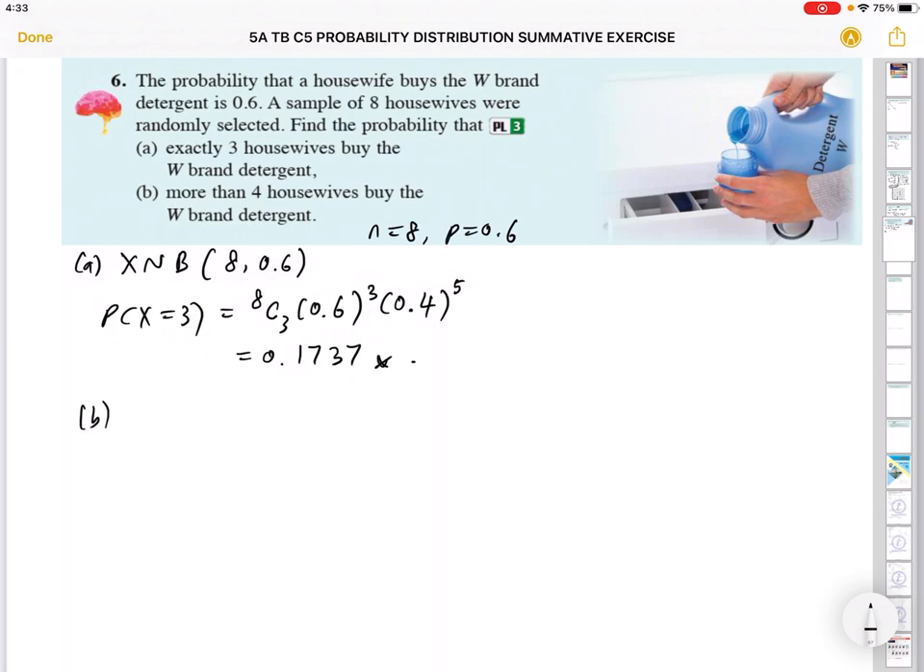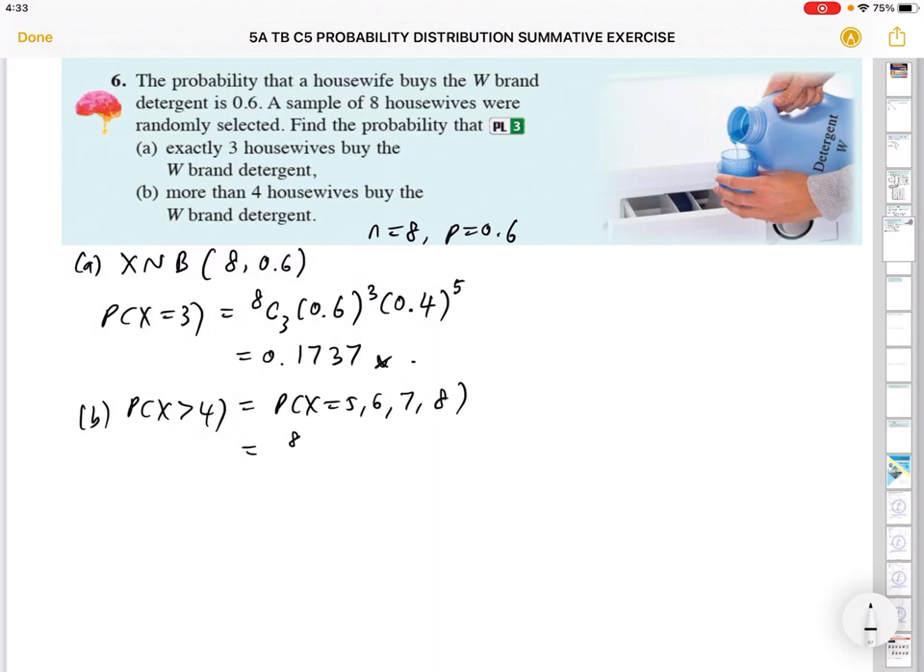Now the next one, more than 4. Okay, more than 4 means 5, 6, 7, 8. Now if you want to use 1 minus, it is a lot, because 1 minus 0, 1, 2, 3, 4 is a lot. Yeah, so we'll just take 5, 6, 7, 8. Right, so this is an unfortunate thing. You have to list out one by one.